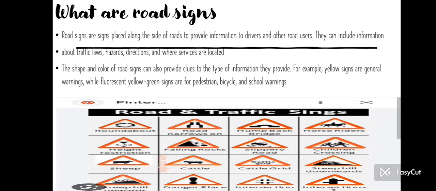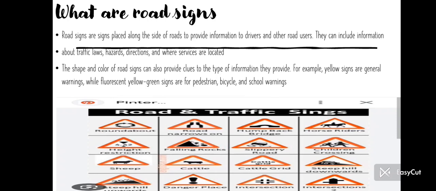Here, if you look at the picture about road and traffic signs, road narrows tells us that the road ahead is narrow. And a humpback bridge means there's a humpback bridge over there. Horse riders means that there are horse riders coming. Falling rocks means hill stations where rocks might fall. Slippery road tells us the coming road is slippery. And children crossing tells us that there's a children crossing coming ahead, so be careful.